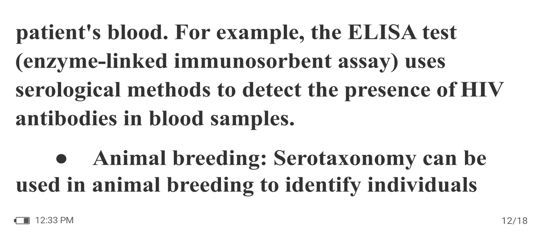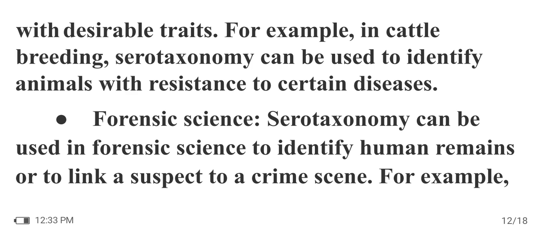Then animal breeding. Serotaxonomy can be used in animal breeding to identify individuals with desirable traits. For example, in cattle breeding, serotaxonomy can be used to identify animals with resistance to certain diseases. Then forensic science. Serotaxonomy can be used in forensic science to identify human remains or to link a suspect to a crime scene.